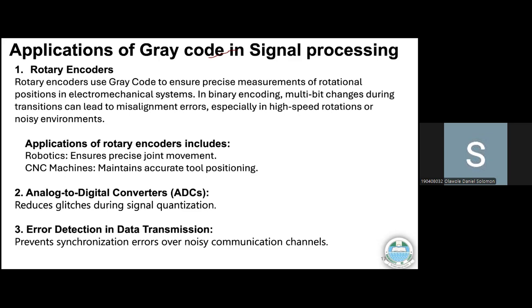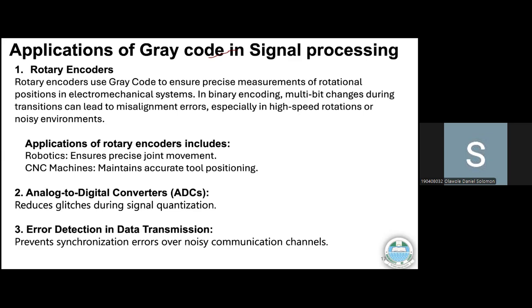With gray code, it only changes one bit at a time, so it's easier to track errors, and even when there's an error, it won't lead to a very big difference compared to binary encoding. It is useful even in noisy environments and high speed rotations. Applications of gray code encoders include robotics for joint movements and CNC machines where you need accurate tool positioning. My second example was ADCs, analog to digital converters.